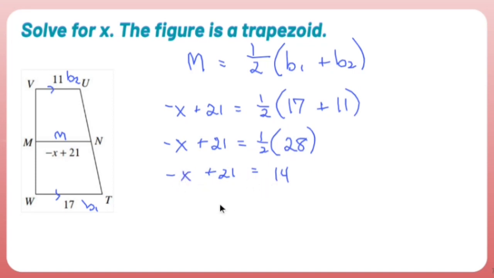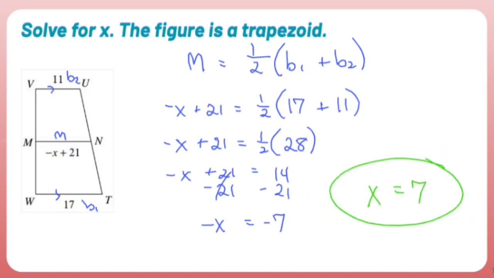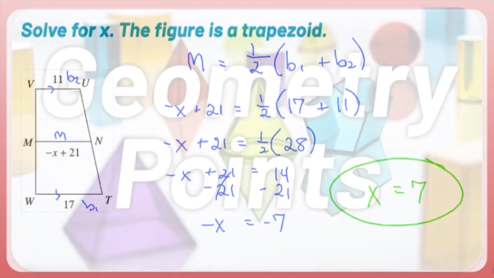Now I have a two-step equation. Let's subtract 21 from both sides. Negative x equals negative 7. And if negative x equals negative 7, then positive x equals positive 7. So there's our guy. And if we wanted to check our work, negative 7 plus 21 is 14. So this length would be 14, and 14 happens to be completely in between 11 and 17. It's the average, essentially. And that's what the median gives us, right in the middle.